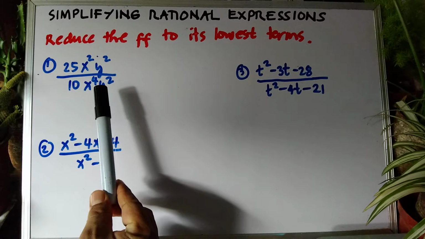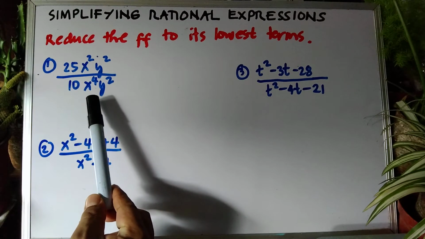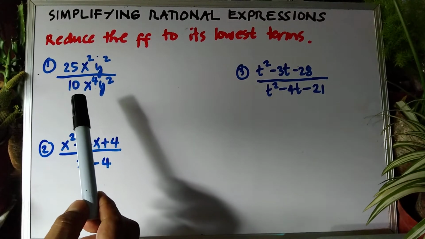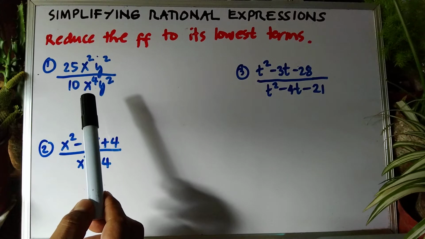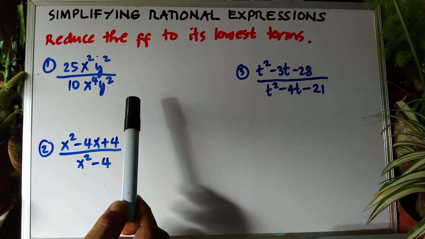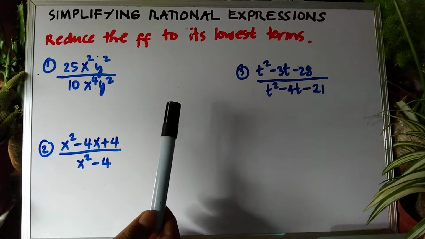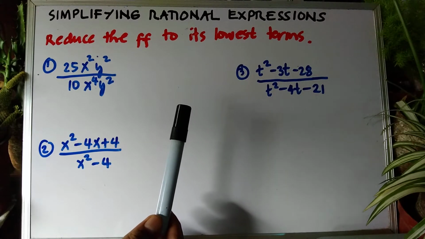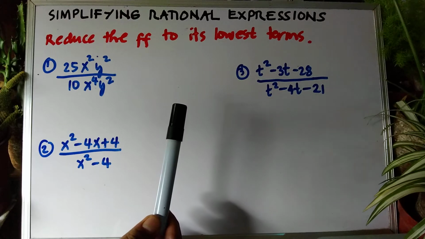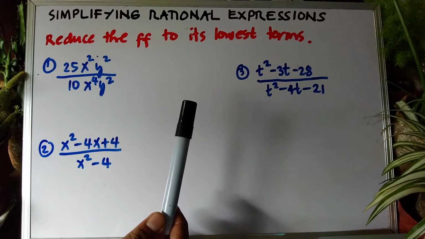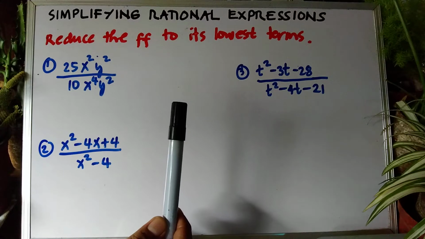Reduce 25x squared y squared over 10x to the fourth y squared. We just put in our mind that to reduce means the expression should have no common factors in the numerator and the denominator. Dapat wala silang kapareho na. Or in other words, dapat kung variable, isang variable na lang ang matira. Tapos yung mga numbers dapat na-reduce na to its simplest form.